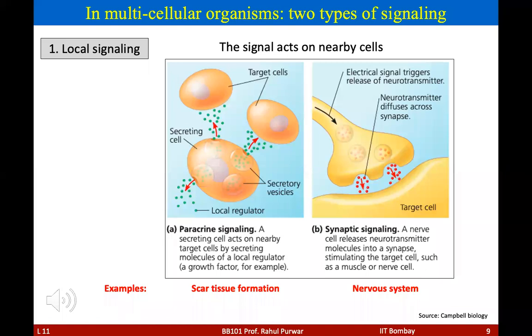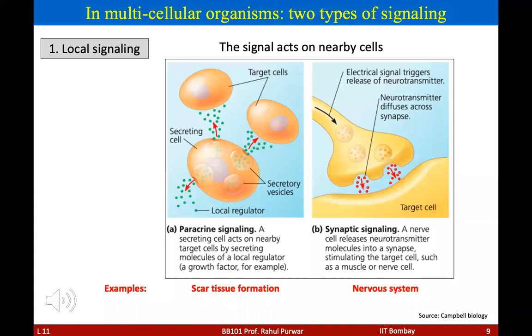Synaptic signaling you have been studying probably from class 7th or 8th, where an electric signal comes into the neuron, and this will trigger the release of neurotransmitters. And the neurotransmitter then diffuses across the synapse and either gives the signal to the next neuron or to the final target cells. So a nerve cell releases neurotransmitter molecules into a synapse, stimulating the target cells such as, for example, muscles or nerve cells or the next one. So these are the different examples.